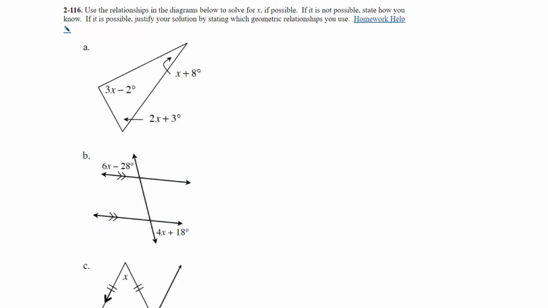Question 116, use the relationships in the diagrams below to solve for x if possible. If it is not possible, state how you know. If it is possible, justify your solution by stating which geometric relationship you used.